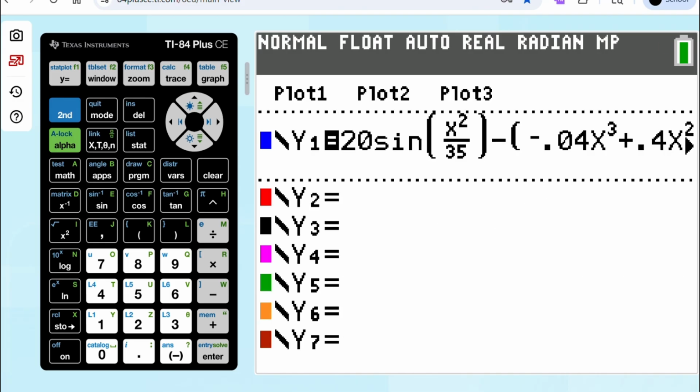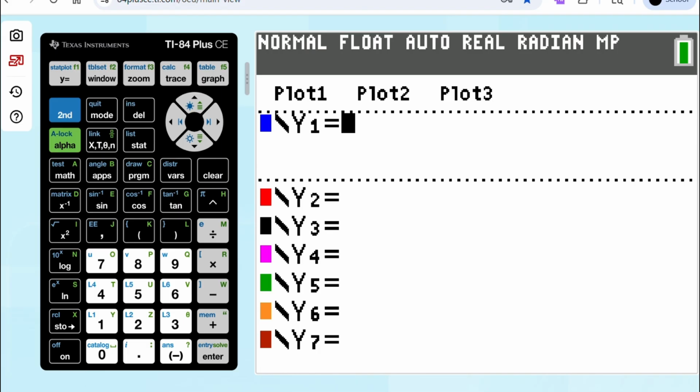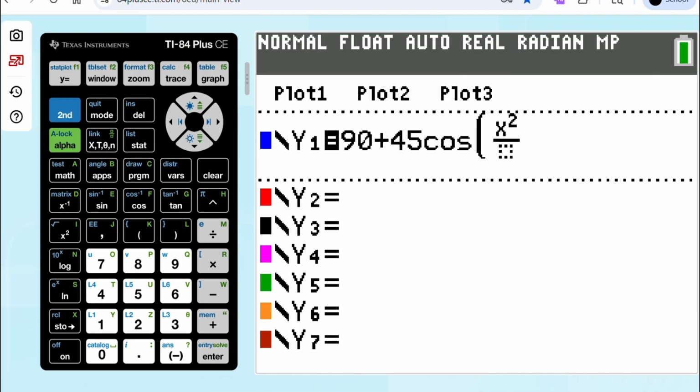So we'll go into the y equals screen here, and g of t is our original function, right? 90 plus 45 cosine of x squared over 18. And then we wanted to subtract 100 from that. And we want to do this on the window from 0 to 8, right? Because we don't care about anything outside the workday.